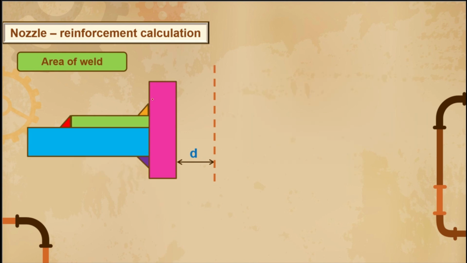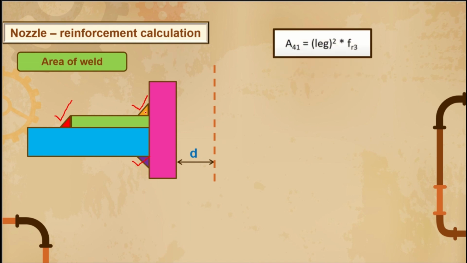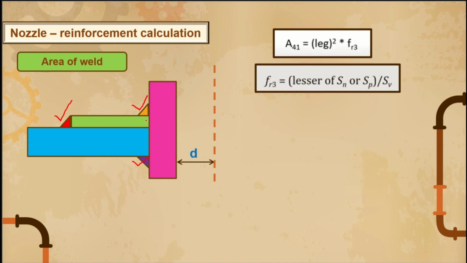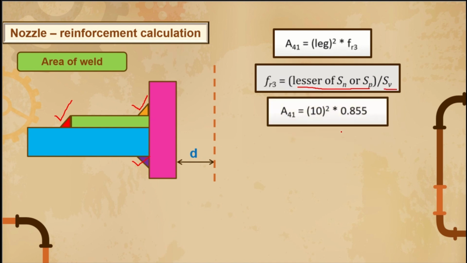Next we will calculate the area of the welds. Majorly we have three welds. One is the nozzle to pad connection, the pad to vessel connection, and the vessel to nozzle connection. We need to calculate the area for these three welds. Let's try to calculate the first one. This is A41, that is leg height whole square into FR3. FR3 is nothing but the lesser of SN or SP. We are calculating for these two, right? That is pad and nozzle. This is also connected with the shell. So we need to calculate the lesser of nozzle allowable or pad allowable divided by SV. If you calculate these values, you will get A41 as 85.5 mm square.